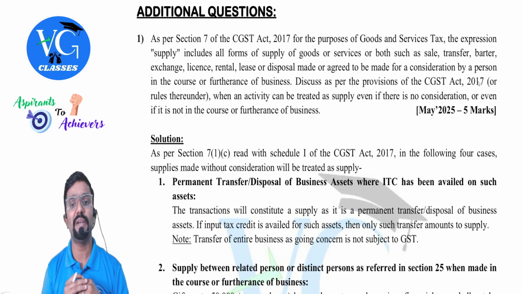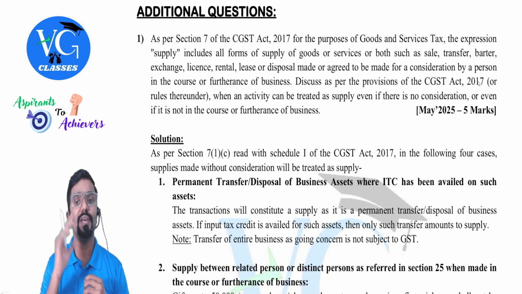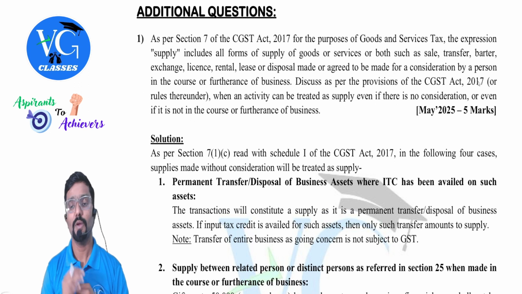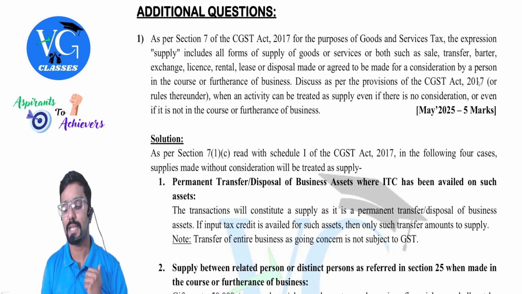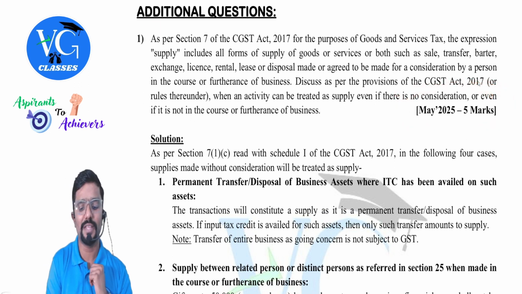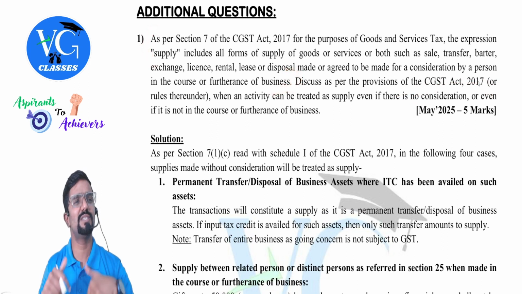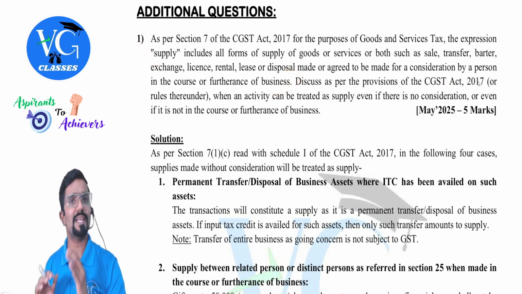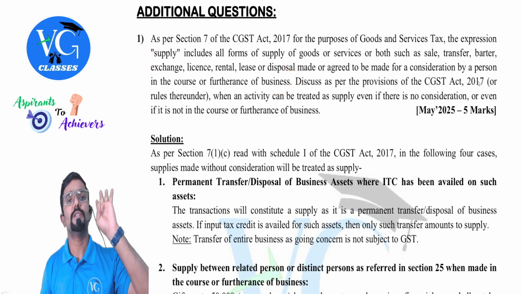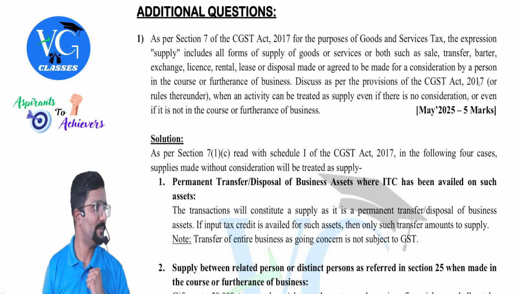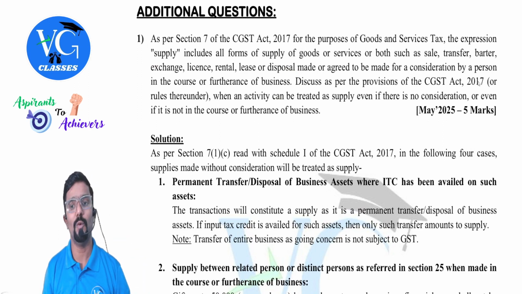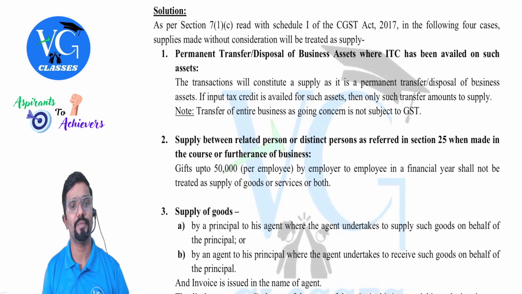When an activity can be treated as supply, even if there is no consideration, or even if it is not in the course or furtherance of business. Guys, it is a question asked in the exam for 5 marks. They're simply asking, whatever they gave in the first paragraph was just a story. What they're asking you to explain is the 4 paras of Schedule 1. The 4 paras of Schedule 1. You can just observe how I have given you.